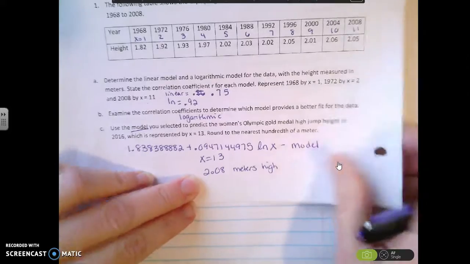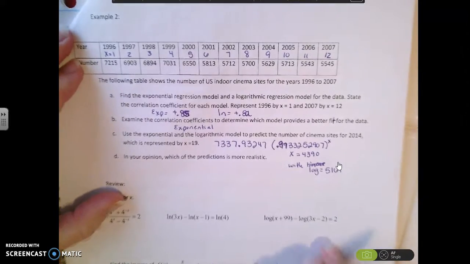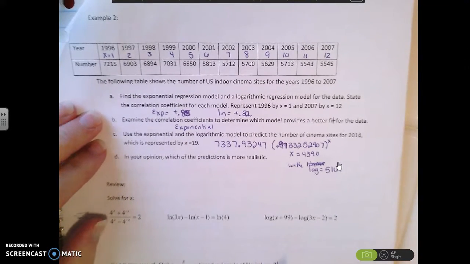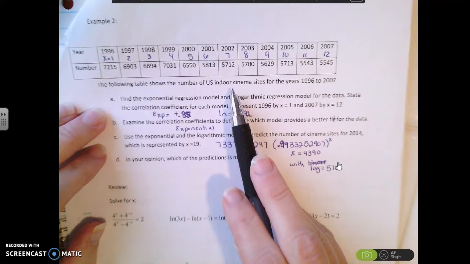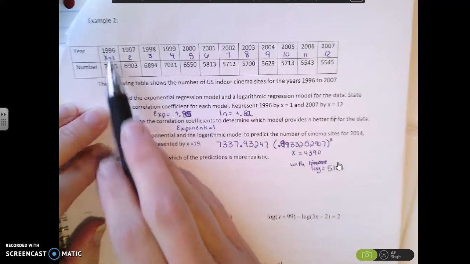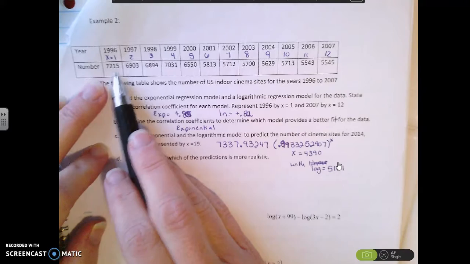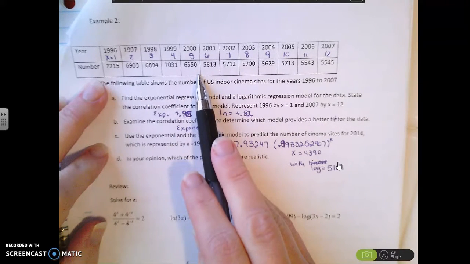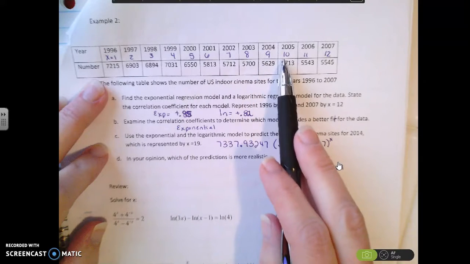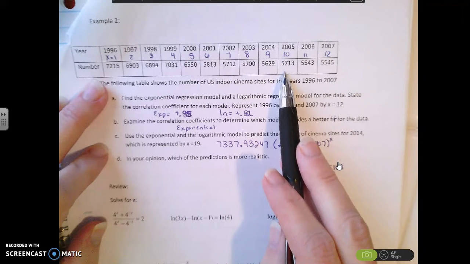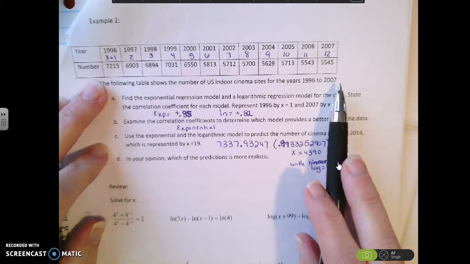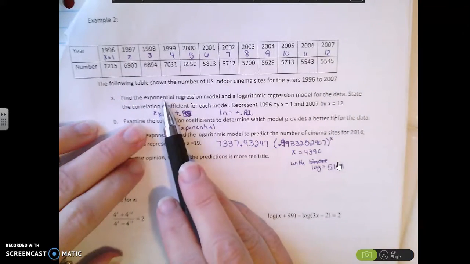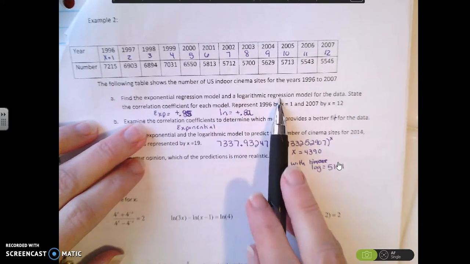Okay? All right, so then we have another example here, and this is talking about the indoor cinema sites from 1996 to 2007. So this is talking about movie theaters. How many movie theaters are there? So in the year 1996 there were 7,000. In the year 2000 there were 6,500. And then in the year 2005 there were 5,700. And you'll notice that there's a decline in the number of movie theaters. So here I said find the exponential regression and the logarithmic regression.